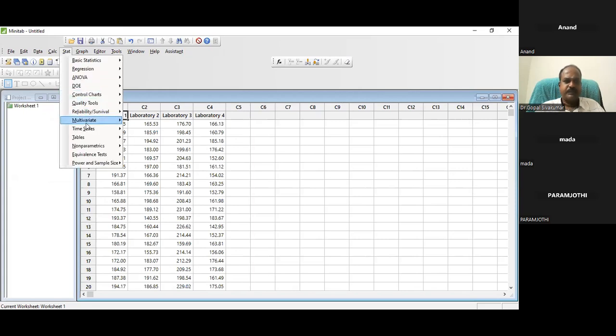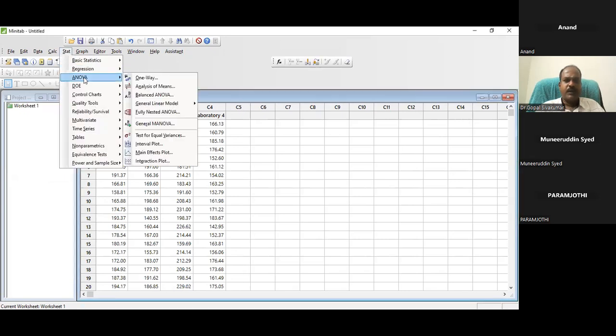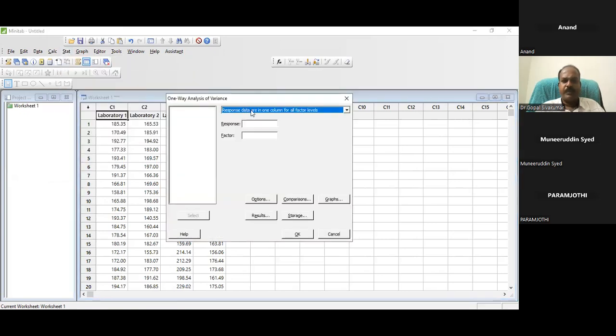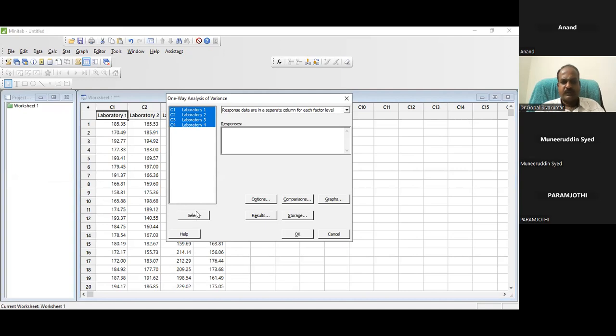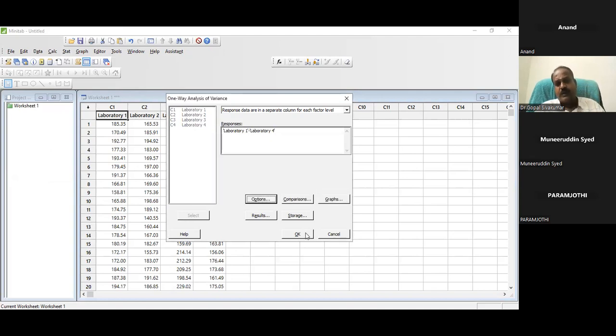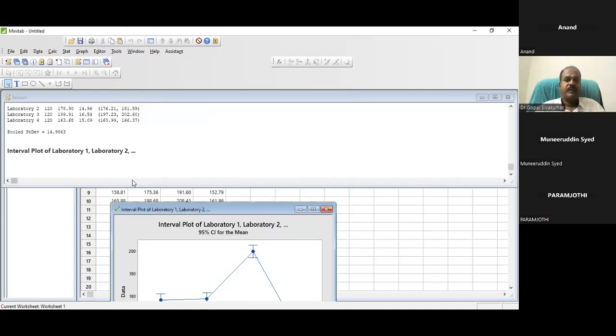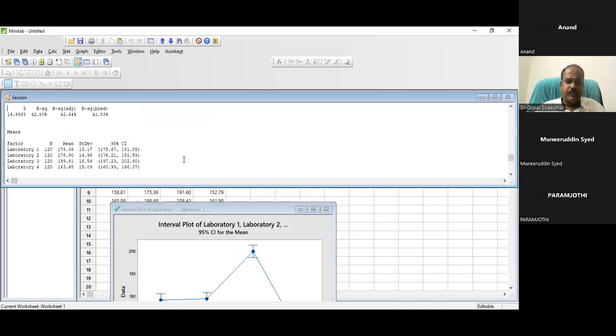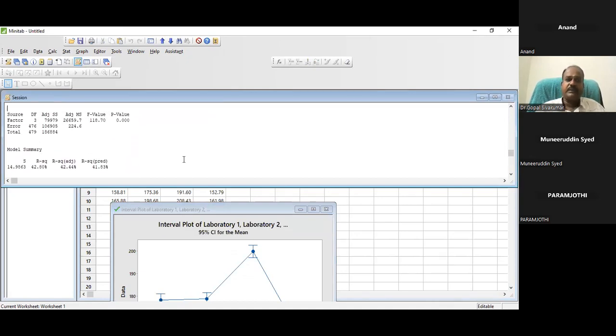Stat, ANOVA, One-Way ANOVA. Separate columns. Response: 1, 2, 3, 4. Select Options, equal variance, 95%, two-sided. Okay. Now let us go and check the p-value, because the question is about significance.